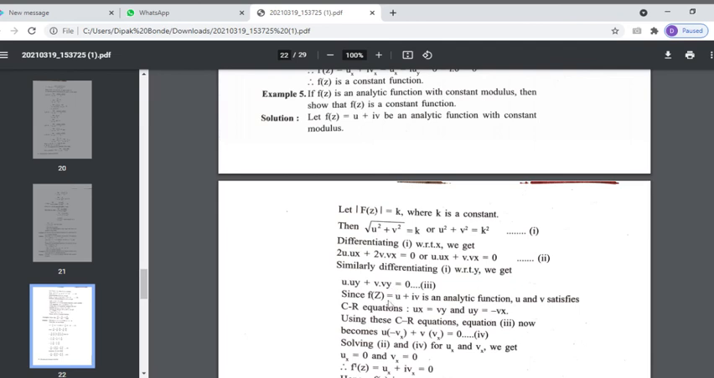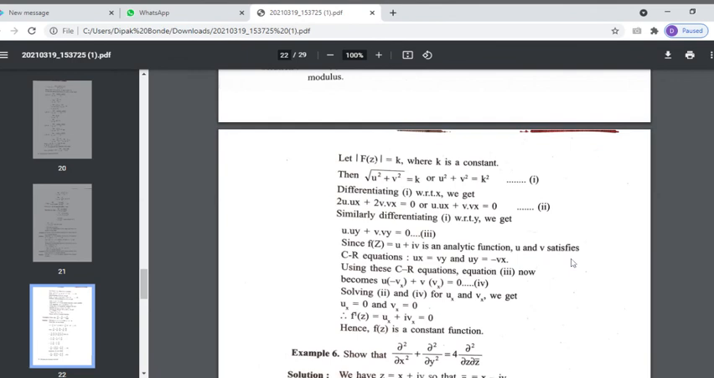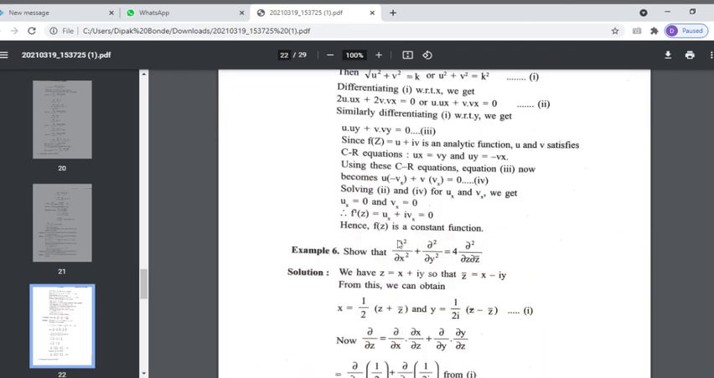Since f(z) = u + iv is an analytic function, u and v satisfy the CR equations, that is, u_x is equal to v_y and u_y is equal to minus v_x. So using CR equations, put the values of the CR equations in equation 3. So we get u into minus v_x plus v into v_x is equal to 0. So solving 2 and 3, we get u_x is equal to 0, v_x is equal to 0. So f dash z is equal to u_x plus i v_x, but u_x is 0 and v_x is 0. So f dash z is equal to 0. So we get f(z) is a constant function.